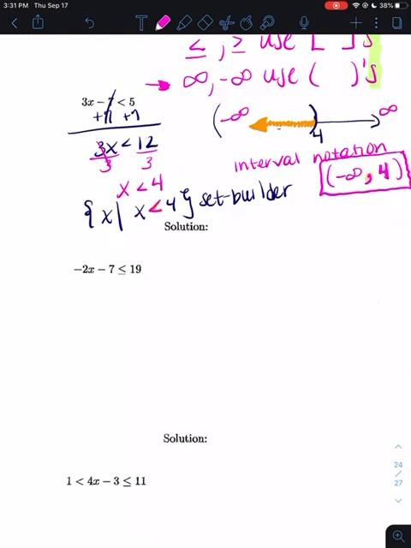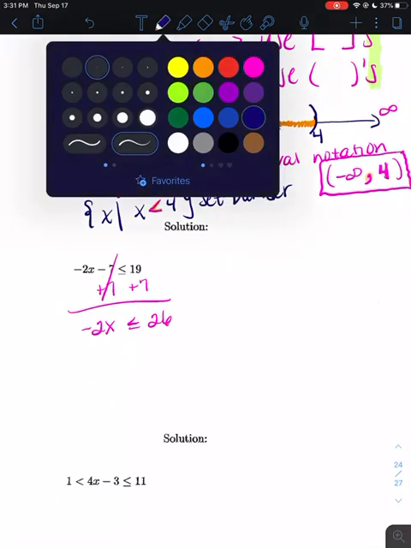All right, the next example here, same thing I want to solve. And when you're solving these inequalities, you're going to have to do all 3 things. You're going to have to find the set builder notation, the graph, and interval notation. All right, so here, let's solve this for x. I'm going to add 7 to both sides. Negative 2x less than or equal to 19 plus 7 is 26.